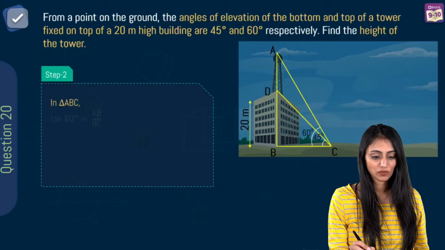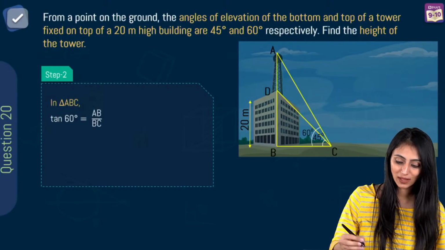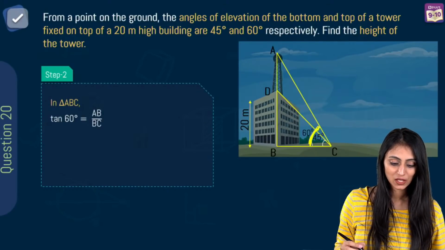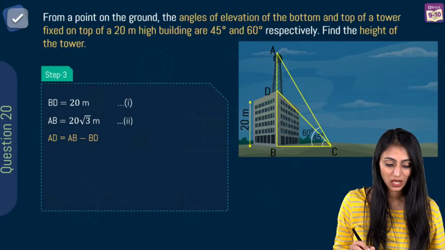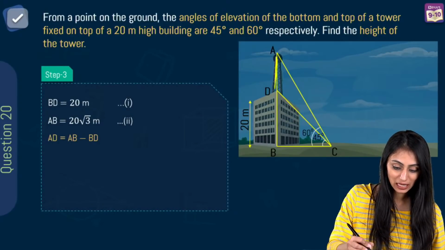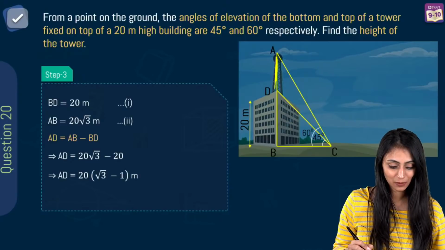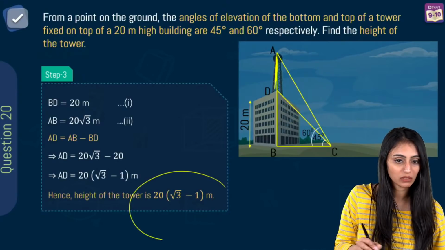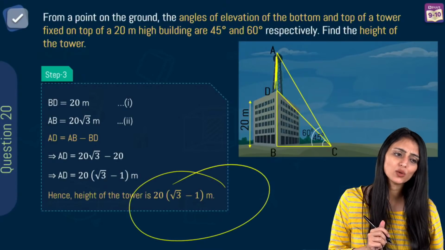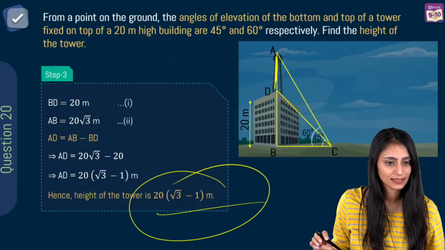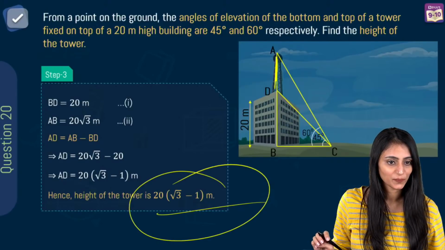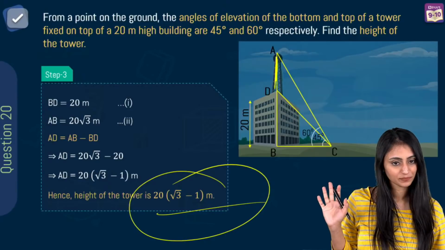Alright. So what we will do here is in this triangle ABC, the bigger one, this angle is 60 degrees. So that's going to be AB by BC, which is AB equal to 20 root 3 meters. That's equation number 2. So I need this value of AD, the height of the tower. So I'll simply subtract them. I get 20 root 3 minus 1 meters. Root 3, no, not necessary. You can leave it. Yes. Alright. So I hope this is clear to everyone. Simple question.